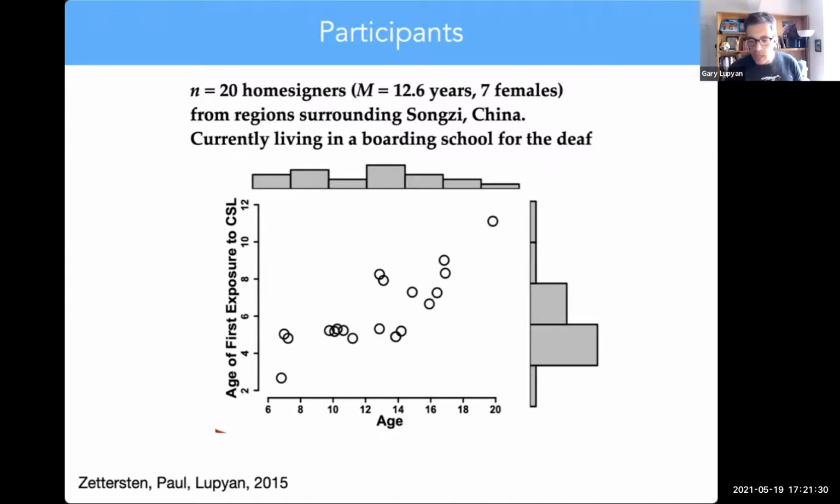It's a mixed group. These individuals were born to hearing parents. They were not exposed to any standard sign language prior to coming to the school, but some of them had spent more time at the school than others, who were newer arrivals. The older participants in the sample tended to be those who had a later exposure to standard Chinese Sign Language.